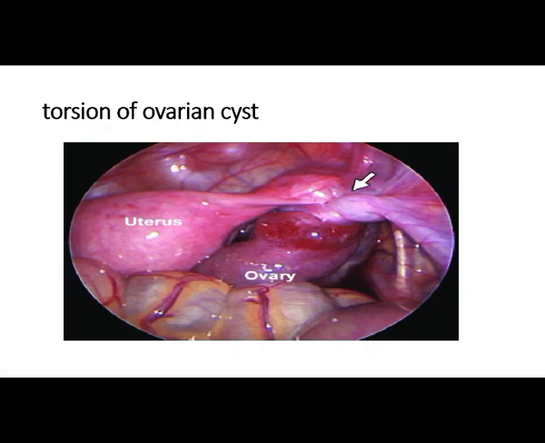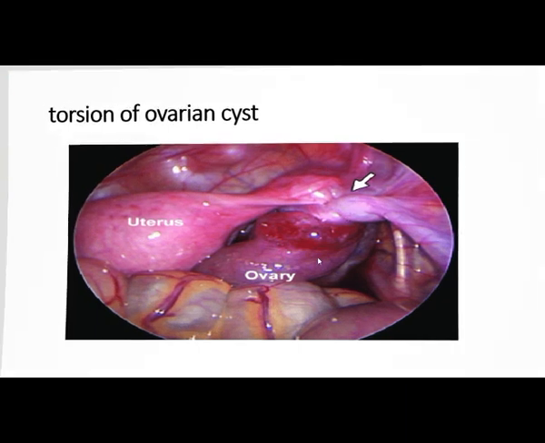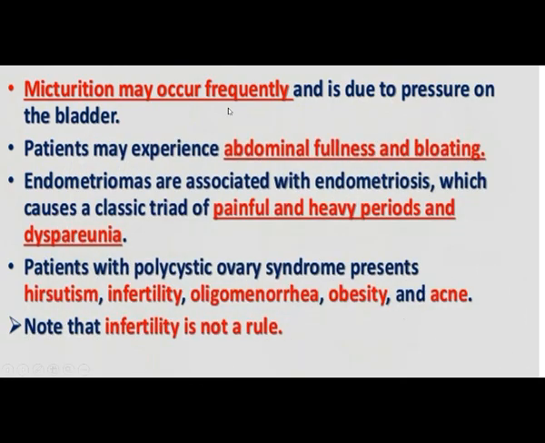This is the torsion of the ovary. It is a complication, because of this torsion a rupture may occur. The next symptom is frequent micturition, also because of pressure symptoms on the bladder. Sometimes a patient may come with lower abdominal pain and pressure symptoms, frequency of micturition and frequency of defecation for a few months, so we can suspect an ovarian cyst. The patient may also experience abdominal fullness and bloating.